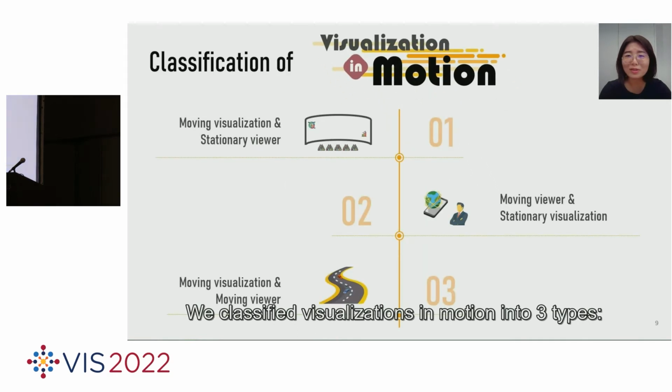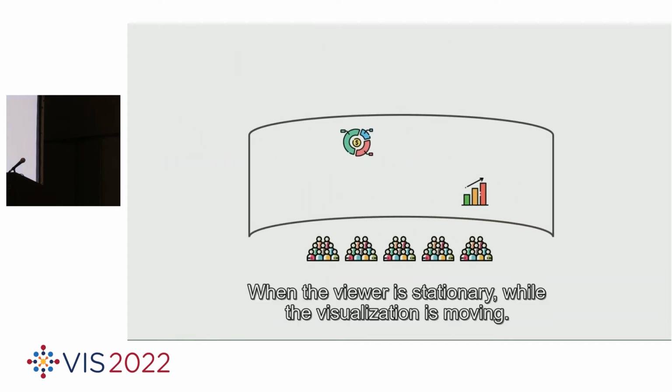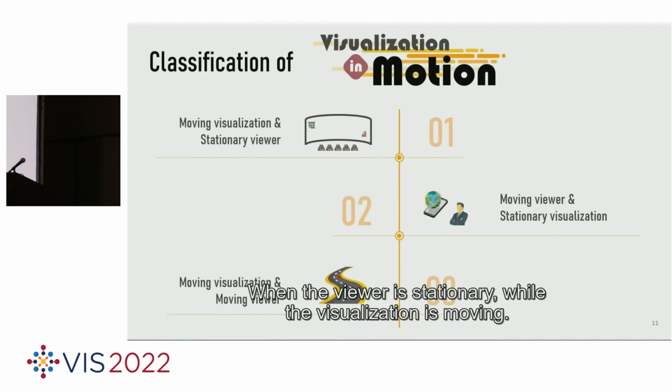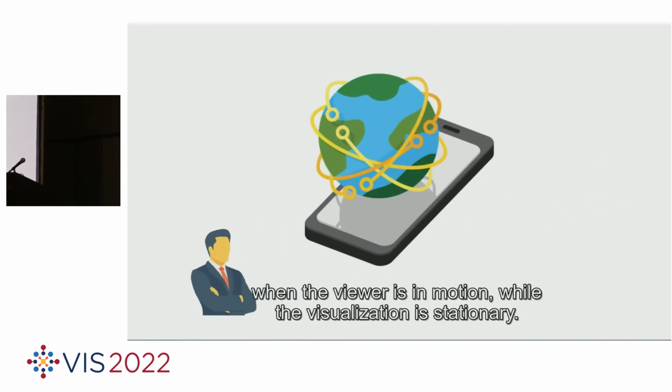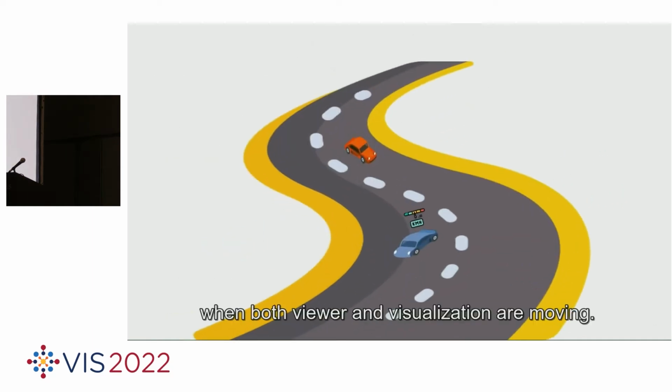We already showed several real examples of visualizations in motion, but what general groups exist? We classified visualizations in motion into 3 types. When the viewer is stationary while the visualization is moving, or when the viewer is in motion while the visualization is stationary, or when both viewer and visualization are moving.